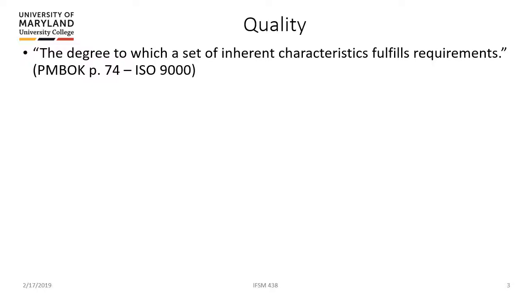So here's a definition. This is the book definition: the degree to which a set of inherent characteristics fulfills requirements. That comes from the PMBOK on page 74, and that is derived from the International Standards Organization, ISO, their standard 9000. Okay, so what that means to you and me in layman's terms is how well our deliverable, be it a product or a service, meets the requirements that were set forth in the scope. So whatever it is we're going to produce, does it do what the scope says it should do? And how well does it do that? That is quality. So we're going to look at how we can implement quality throughout our project.